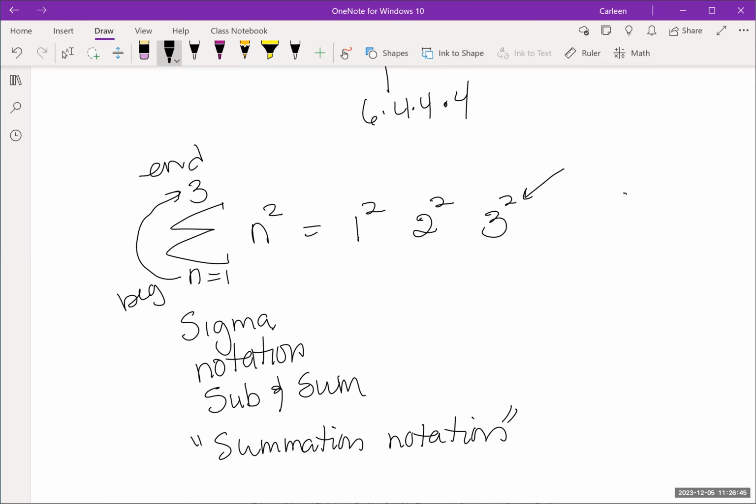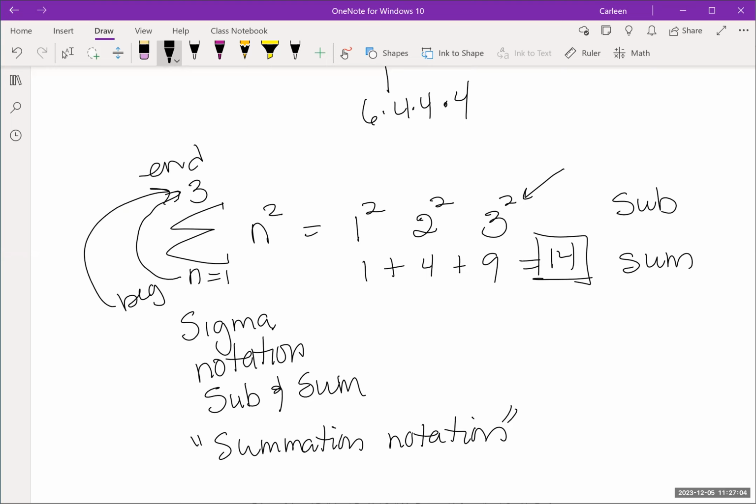Step 1, substitute. So we have 1 squared is 1, 2 squared is 4, 3 squared is 9. Step 2 is find the sum. The answer is 14. So you plug in beginning here, ending here, all of the counting numbers, substitute, plug them in, take all those little mini answers, add them up for a total answer.